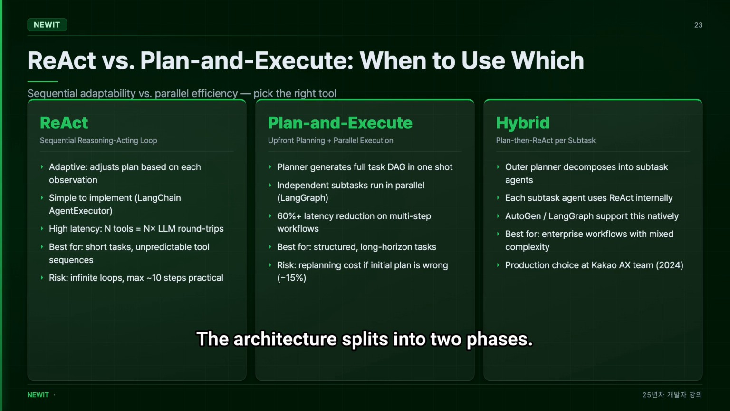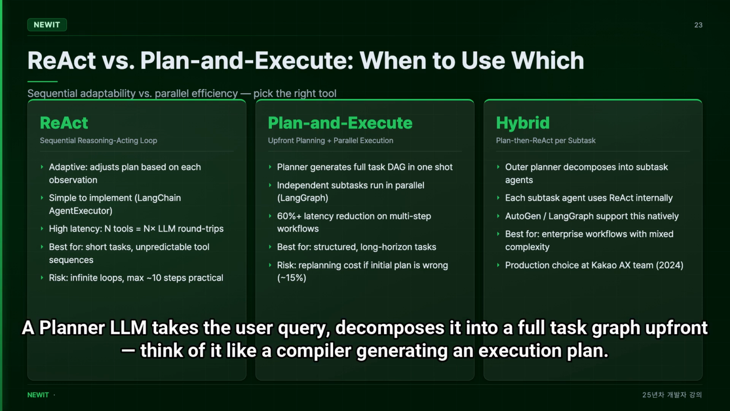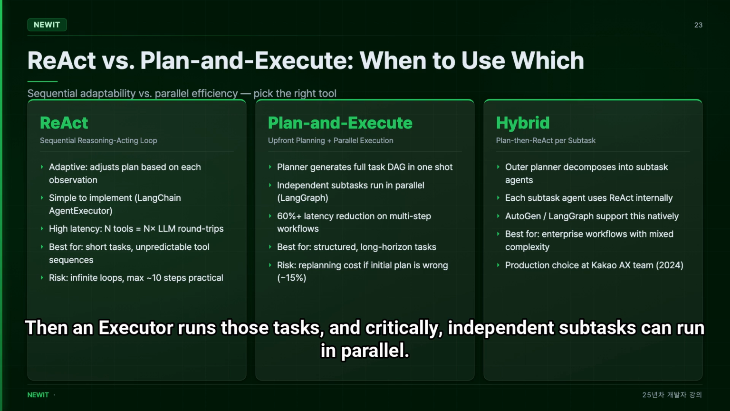The architecture splits into 2 phases. A planner LLM takes the user query and decomposes it into a full task graph upfront. Think of it like a compiler generating an execution plan. Then an executor runs those tasks, and critically, independent subtasks can run in parallel.